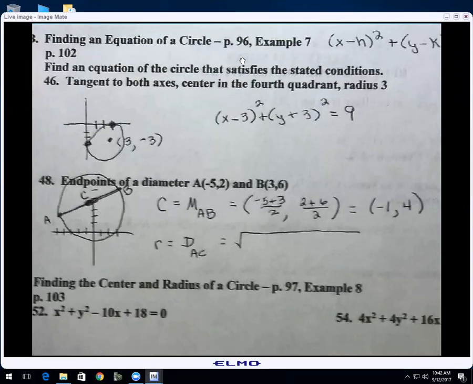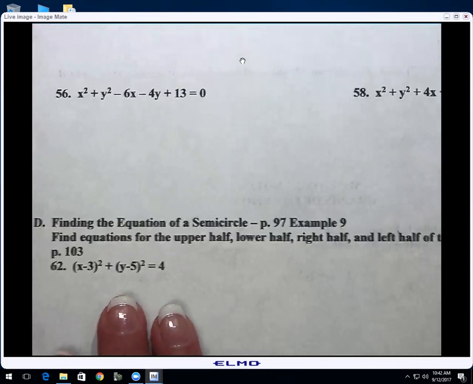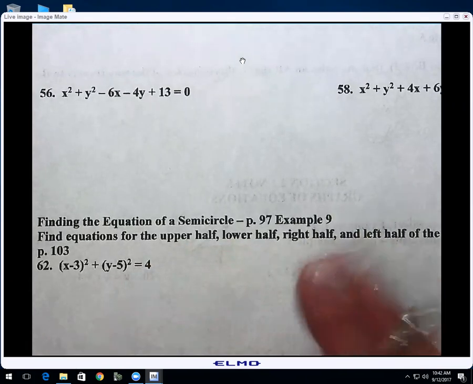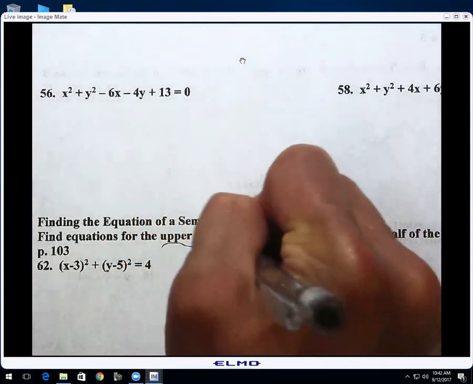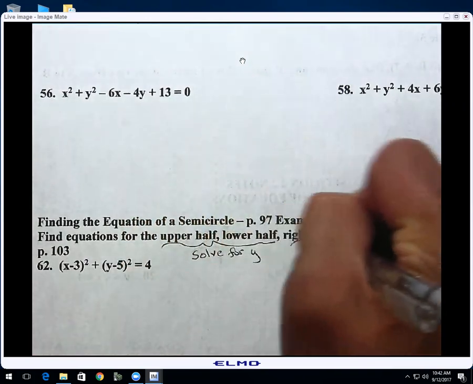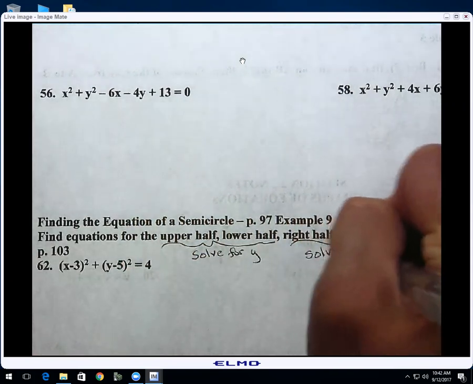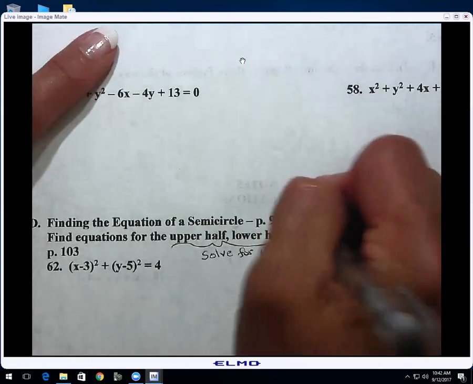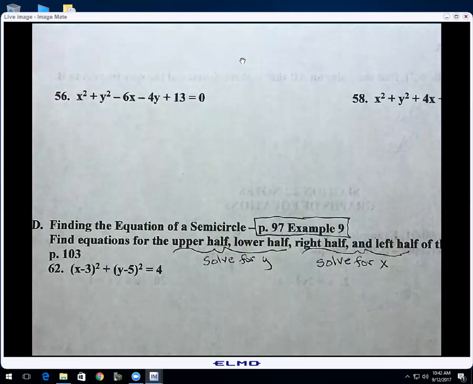All right. A note. I know we're not going to get down here to the D part, so let me just say we've already talked about what gives you the upper half, lower half, right half, and left half of a circle. The upper and the lower half, you solve for y, and the right and the left half, you solve for x. And there's an example just like number 62 on page 97. So you'll have one in your homework. You can look at that example.